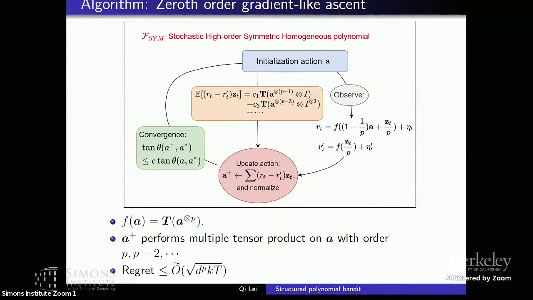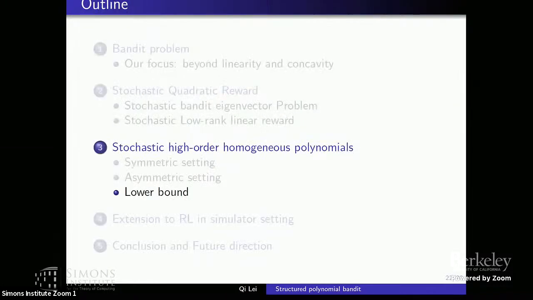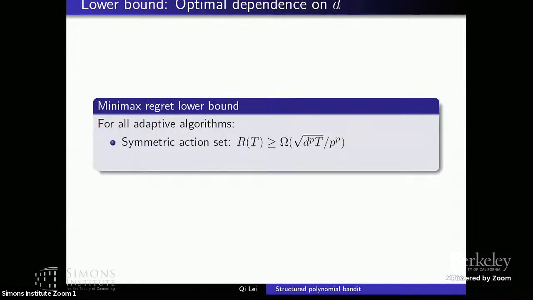With a similar idea, we can also extend to asymmetric higher order polynomial bandit problems, but let's just skip it because it's very similar. So now we look at the lower bound. We want to know if our algorithms are optimal.